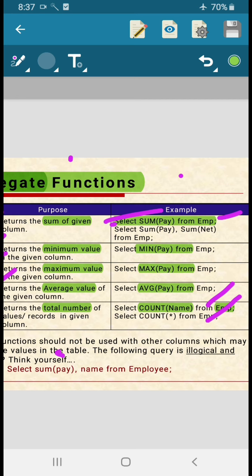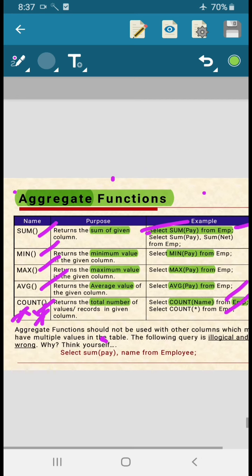I want to discuss this concept completely with the help of group by and having clauses tomorrow.